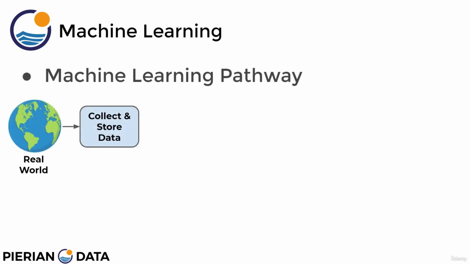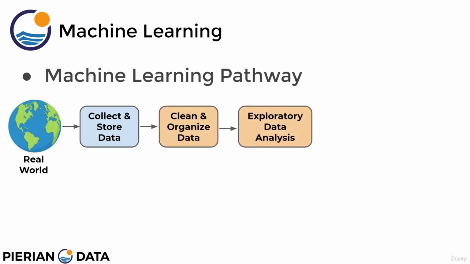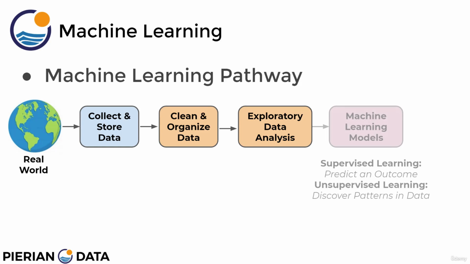So as I mentioned, let's take a look at this within the entire machine learning pathway. We know that we're going to collect and store data from the real world. Then we can clean and organize that data, and then we can perform exploratory data analysis, things like statistical analysis or just visualizations. Then if we want to move beyond data analysis and actually create a data product, that's where we're going to need machine learning models, for supervised learning, where we're predicting an outcome, or unsupervised learning, where we're discovering patterns in data.